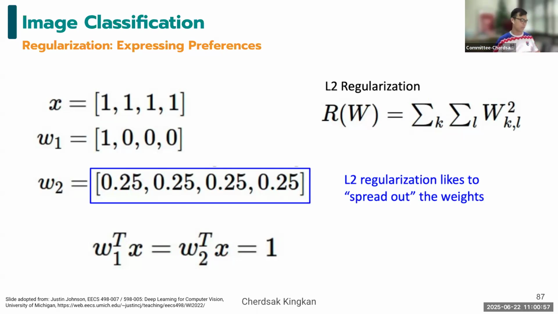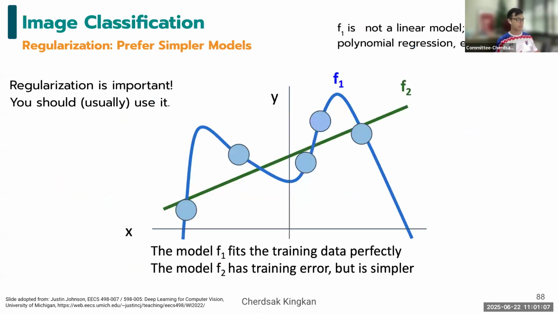Right, so that's why different regularization would probably give you different ways of expressing your preference over the models. And we can also use regularization to tell the models that we need a simple model.